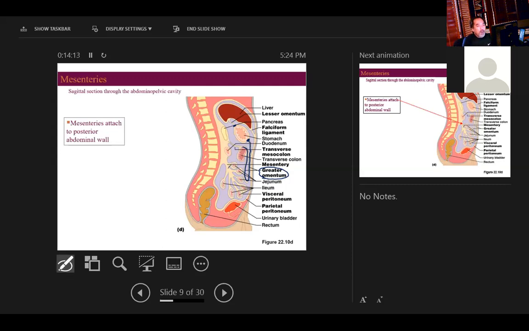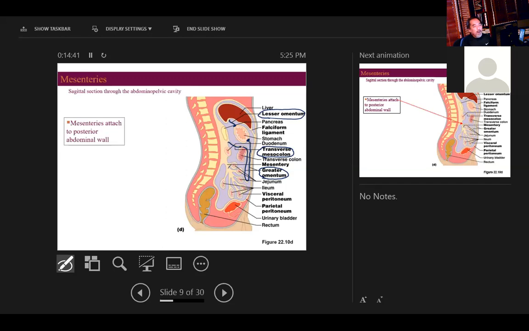Now, this is going to be the lesser curvature. The lesser curvature connects with the liver, and that's going to be our lesser omentum. Remember, these are mesenteries. And then this one here that connects the transverse colon to the dorsal wall, that's going to be your transverse mesocolon. This is not part of the greater omentum, okay? So the greater omentum only stops at that transverse colon.